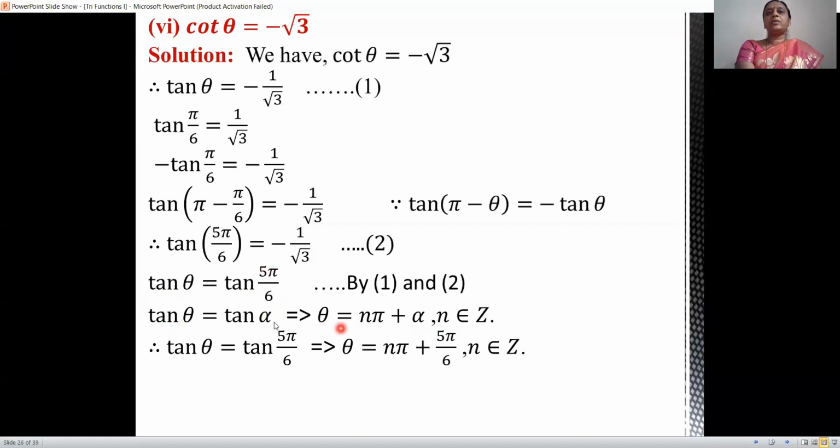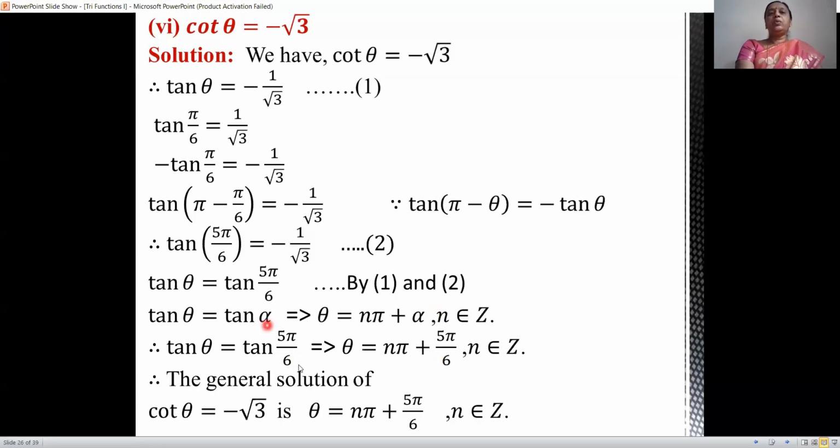Keep in this formula the value of alpha, pi by 6. Therefore, write down tan theta is equal to tan 5 pi by 6, which implies theta is equal to n pi plus 5 pi by 6, n belongs to Z. Now, this tan 5 pi by 6 is nothing but minus 1 by root 3.